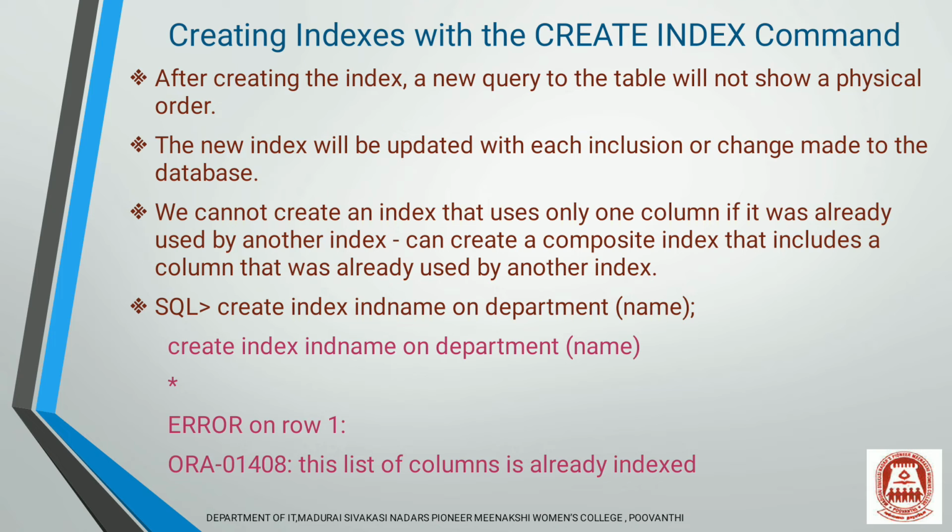So we can create a composite index that includes a column that was already used by another index. But there is a restriction. You can create an index for one single column, which means you cannot create one more index using the same column. When it comes to a composite index, this is not a matter. So you may do it, but this is not applicable for creating a single column index.